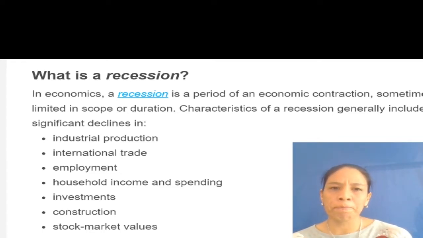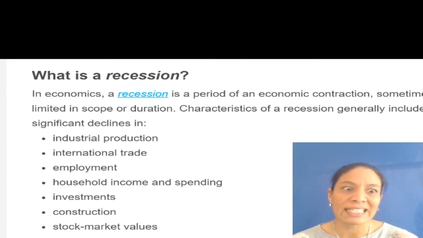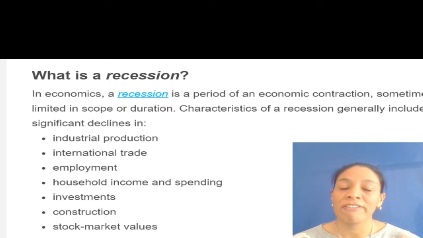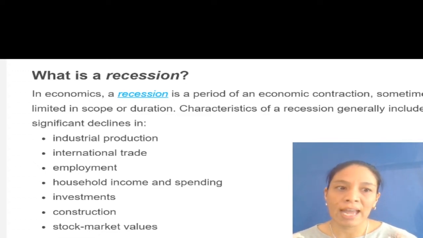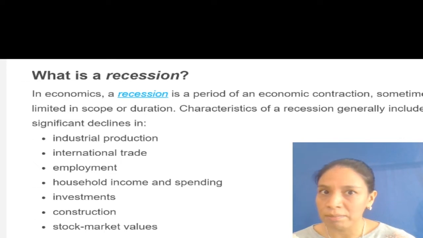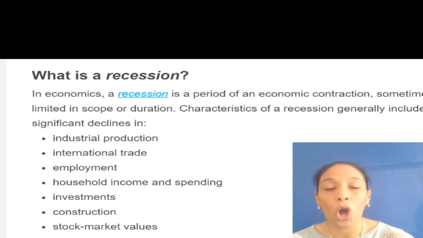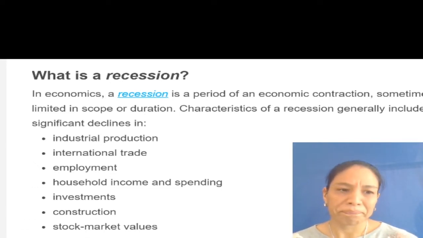And now, characteristics of a recession include significant declines in industrial production, that means a diminishing amount of industrial production. Okay, if I was making 100,000 pairs of shoes, now I'm only going to make 80,000 because people are not buying, people are not going out. I still have a lot of things in stock, so machines, please go turn off.